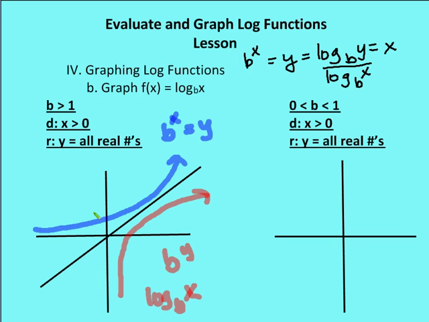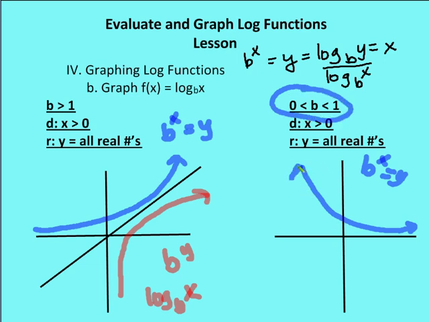This is what I want you to know: the inverse of the original function when b is greater than 1 is going to be a reflection over the y is equal to x axis, and it's going to look like this graph. When b is between 0 and 1, again we have a reflection of the exponential decay curve. The exponential decay function looks something like I've drawn here. This is b to the x is equal to y, where b is between 0 and 1.